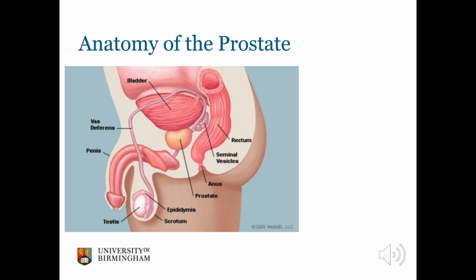This diagram nicely illustrates the relation of the prostate to other genitourinary structures. You can see one of the two seminal vesicles which sit just above, behind and lateral to the prostate, and you can also see how closely related the gland is to the lower part of the rectum, and that's why we're able to examine the prostate via.